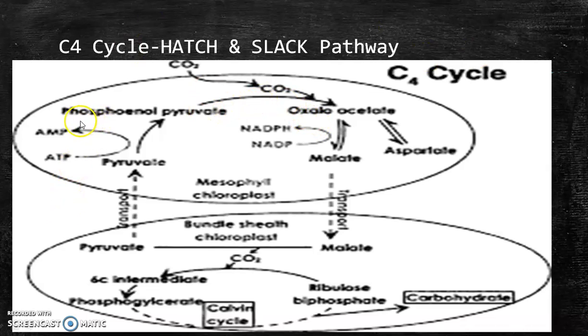The first step is that phosphoenol pyruvate accepts the carbon dioxide and is converted into oxaloacetate, which is the 4-carbon compound. So only it is termed the C4 cycle. It is converted into malate and aspartate in the presence of NADP. The malate, after formation, gets transported into the bundle sheath of the chloroplast. So this reaction first occurs in the mesophyll, and after the formation of malate, it enters the bundle sheath of the chloroplast. There it converts into carbon dioxide, pyruvate, and NADPH.